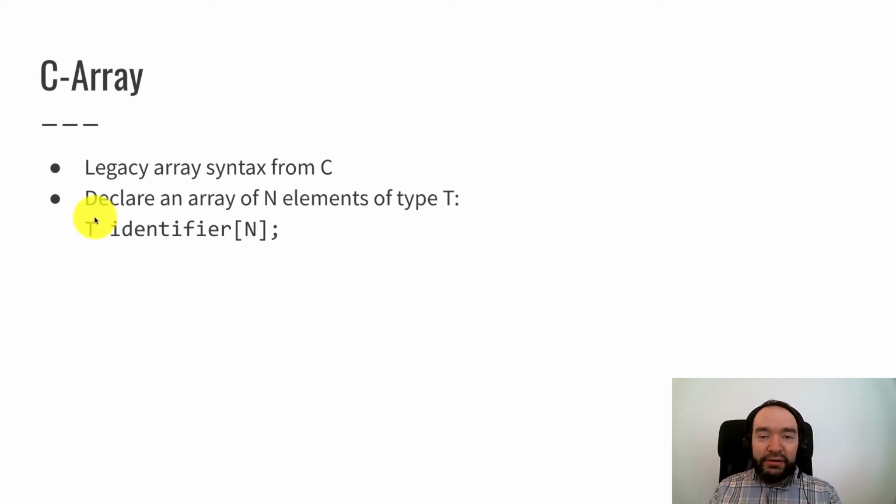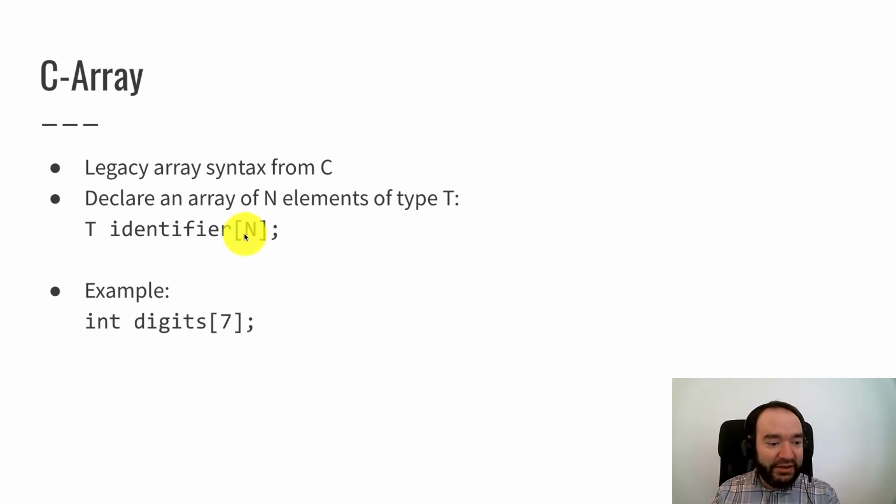The pattern for declaring an array of capital N elements of base type T is T and then the identifier you choose, and in square brackets N, the number of elements. For instance, if I want to make an array of 7 ints called digits to correspond to that sketch in the previous slide, here's the code that would work in both the C and C++ languages to declare that array.